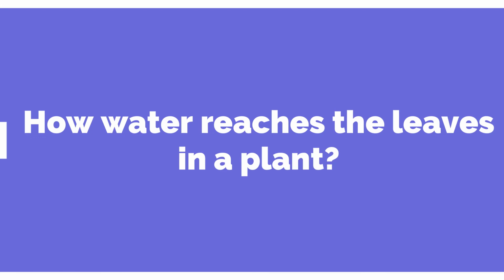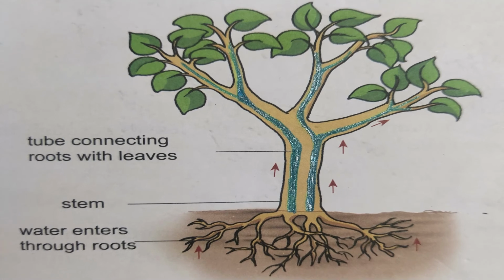Do you know, children, how water reaches the leaves in a plant? We all know that roots absorb water from the soil. The leaves of a plant get this water through hundreds of thin tubes that connect the roots with leaves. Where are these tubes present? These tubes are inside the stem and the branches of a plant.